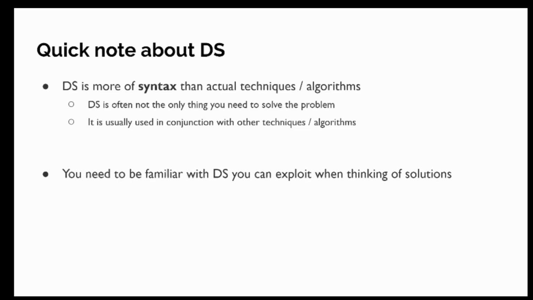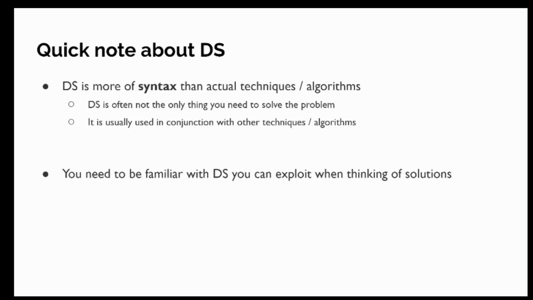Okay, so now that you know about your big O notation and time complexity, let's move on to data structures. So data structures is actually more of a syntax as compared to actual techniques. It's usually not the only thing you need to know to solve the problem, unless it's a syntax problem, then yes. And it's usually used in conjunction with other techniques and algorithms. So you need to be familiar with data structures that you can exploit when thinking of solutions. Because if you're using a data structure that doesn't suit the problem, most likely you'll need an even more complicated algorithm, or you'll just TLE.